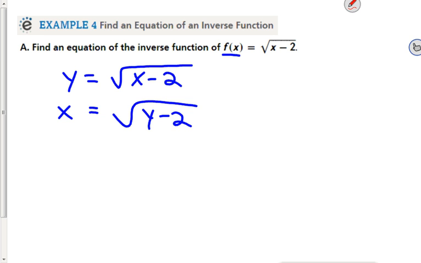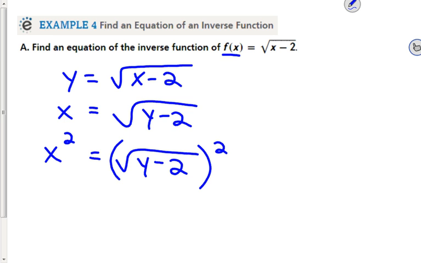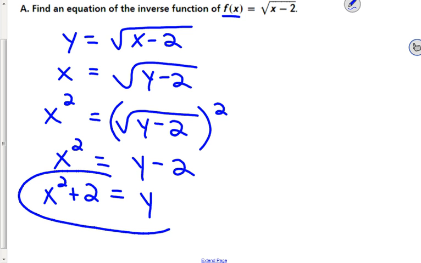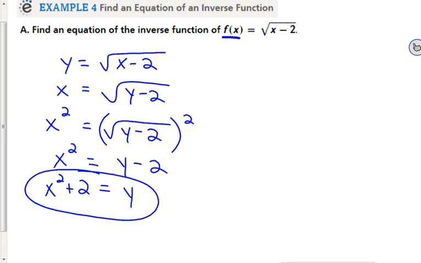To get rid of the square root, we have to square both sides. Now let's use blue. So I'm going to square that, and I'm going to square this. The square and the square root will undo each other, leaving us with y minus 2 equals x squared. And we finish this off by adding 2 to the left side, so we get y equals x squared plus 2. All right, so we have solved for the equation of the inverse.